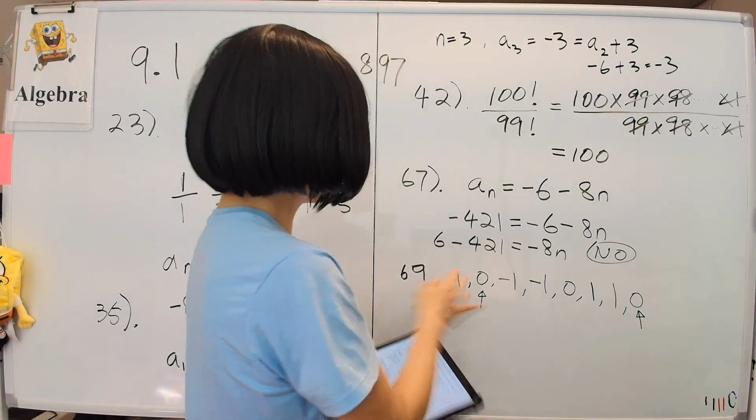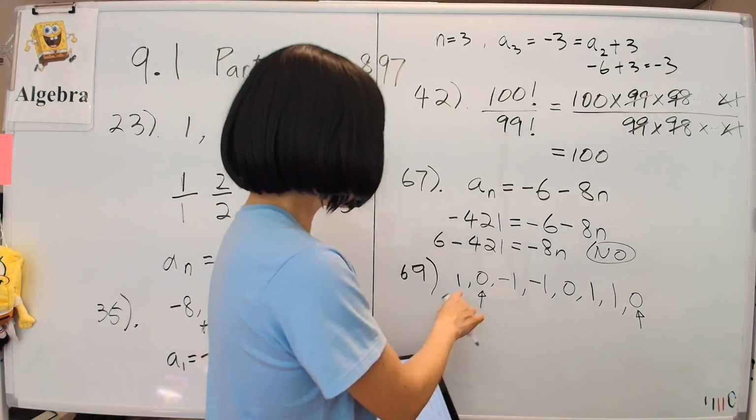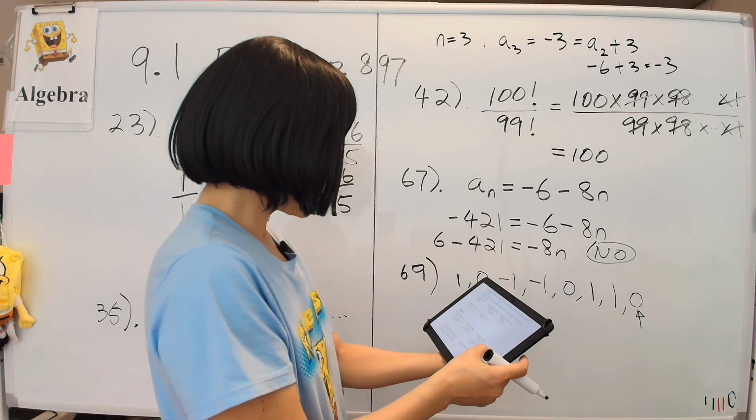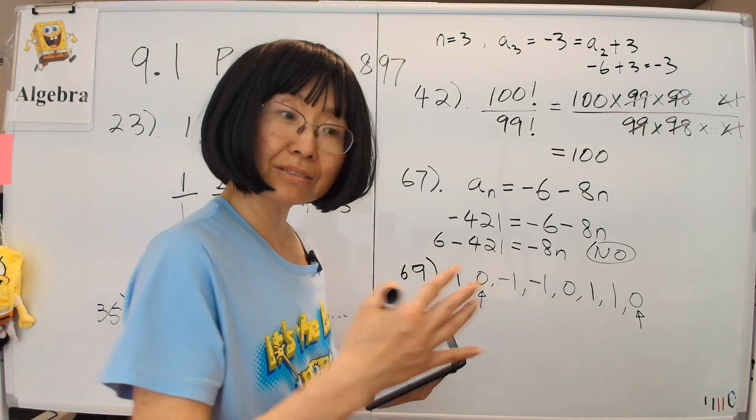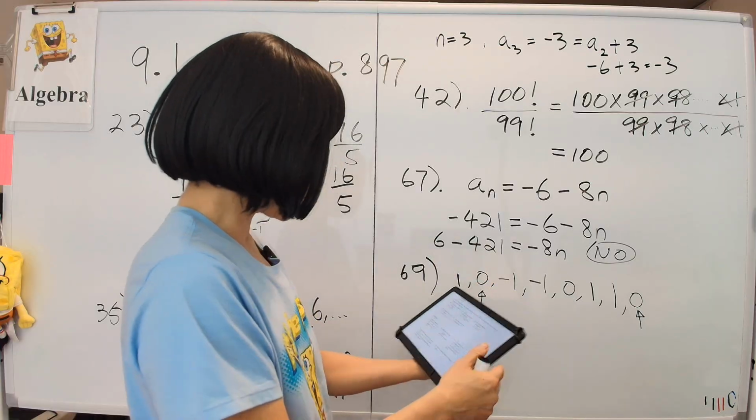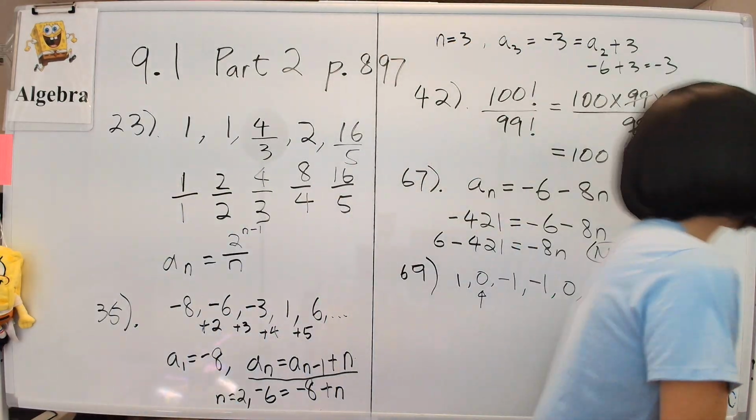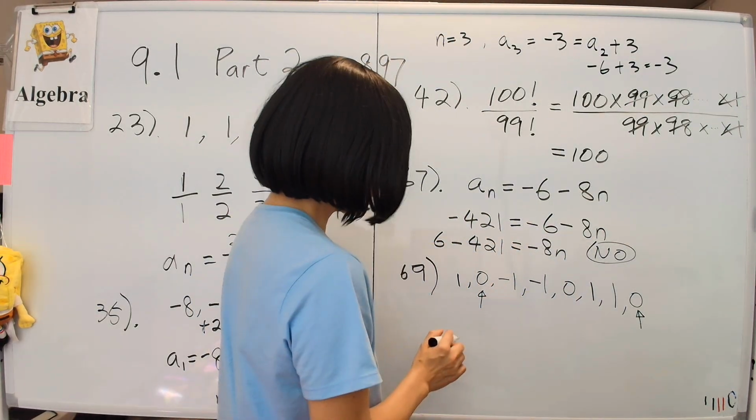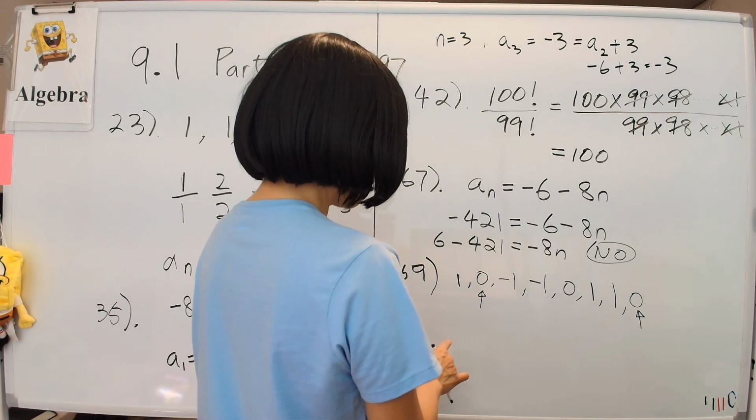So let's continue to problem 69, where we have a bunch of weird numbers. 1, 0, etc. And we're supposed to figure out a recursive formula for this, and the kind of recursive formula that's based on two numbers. Okay, so let's do that. The recursive formula based on two numbers is, let's see, how does this one relate to these two?